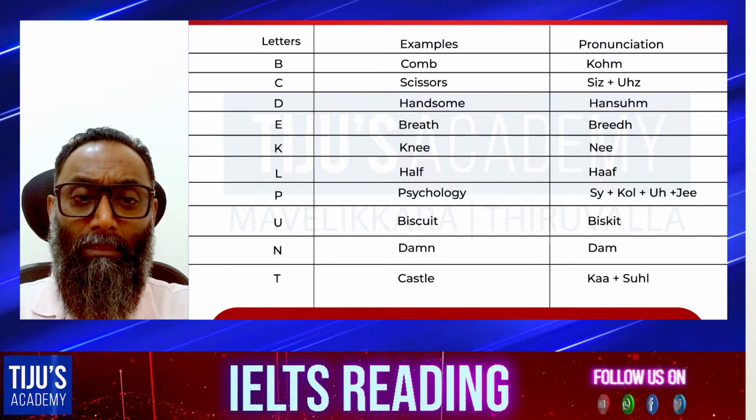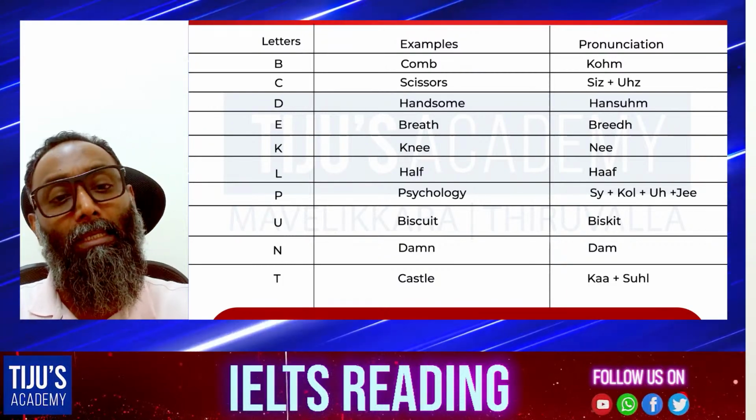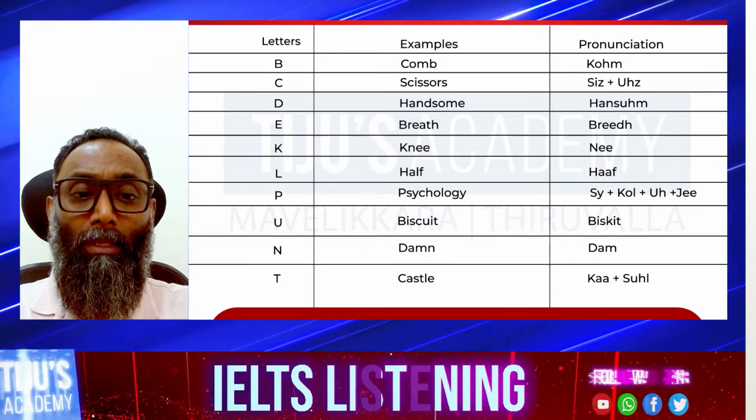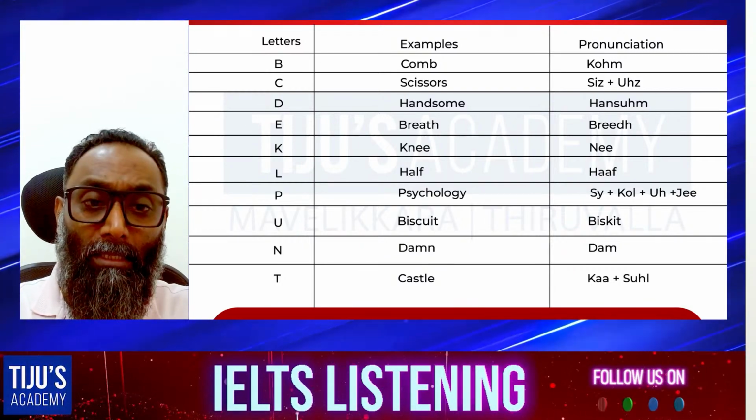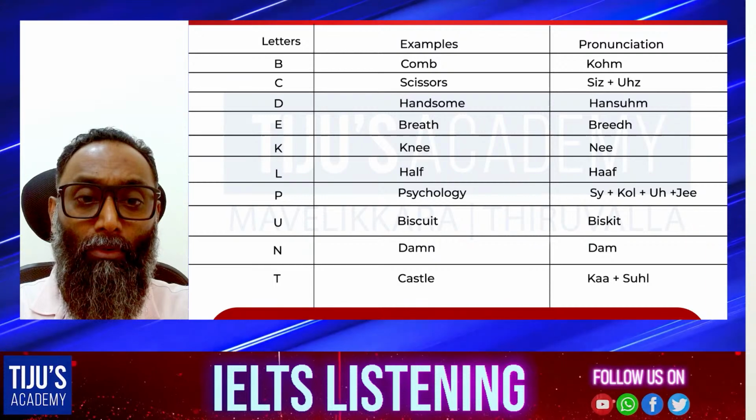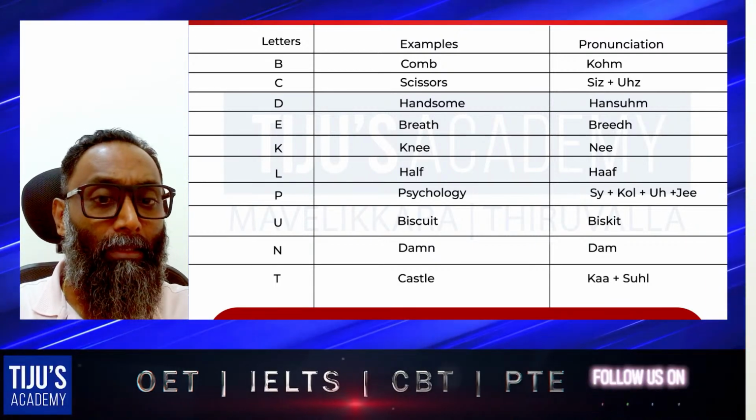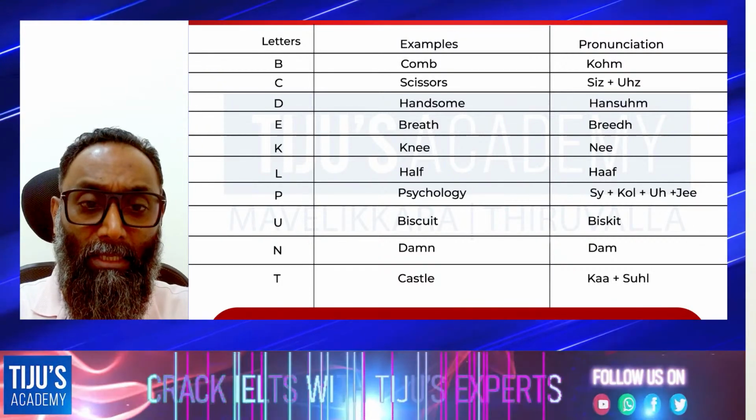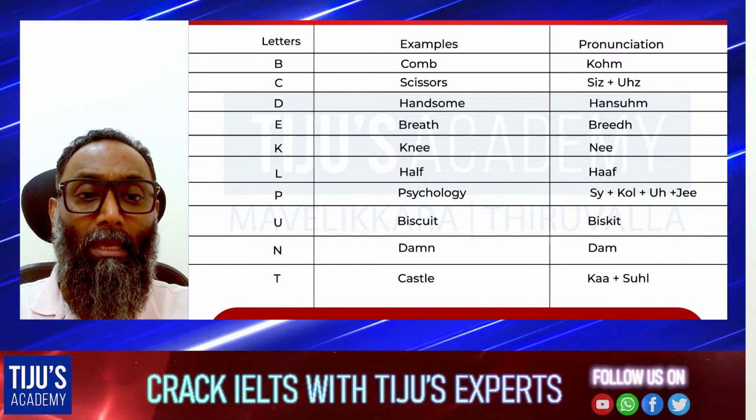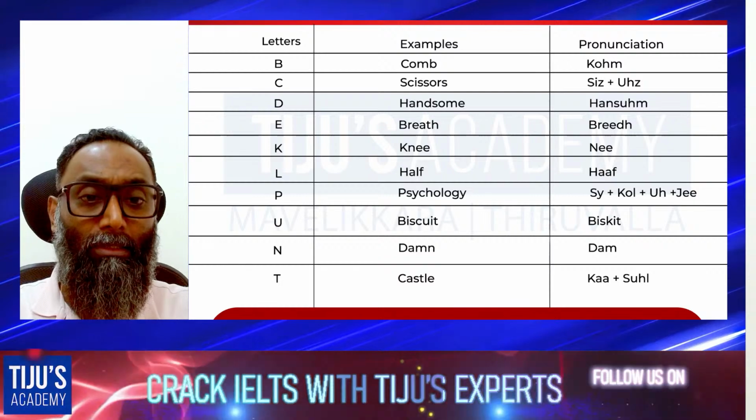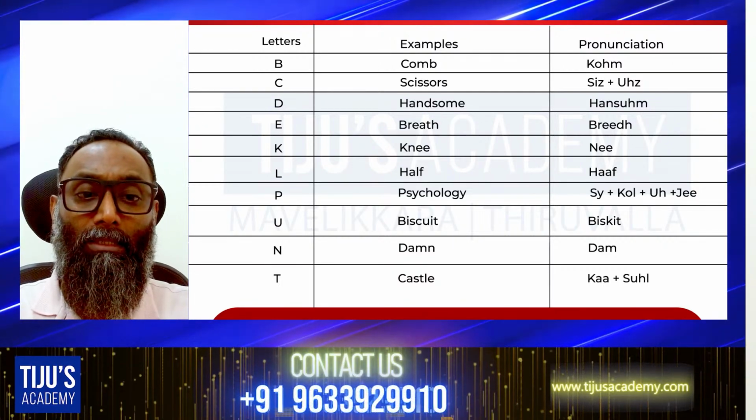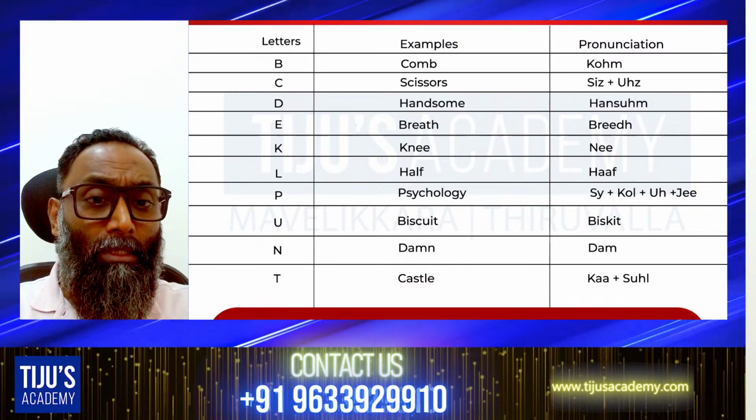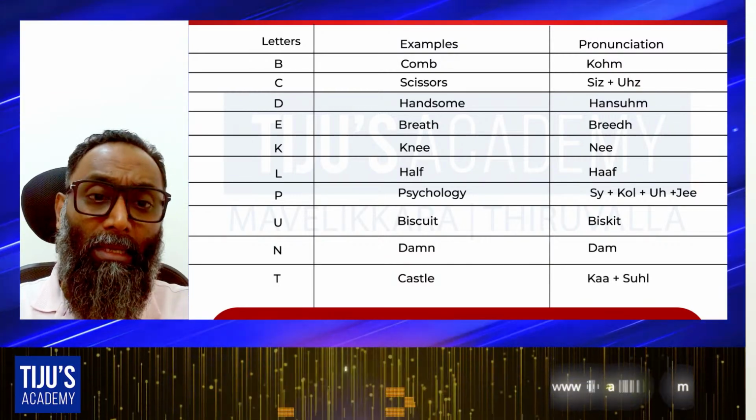Likewise castle, C-A-S-T-L-E, but when you pronounce it, it's going to be castle. The T is not going to be pronounced. The T is silent. It's C-A-S-L-E in the pronunciation. But when you write it, it's C-A-S-T-L-E. But when you pronounce it, it's castle.